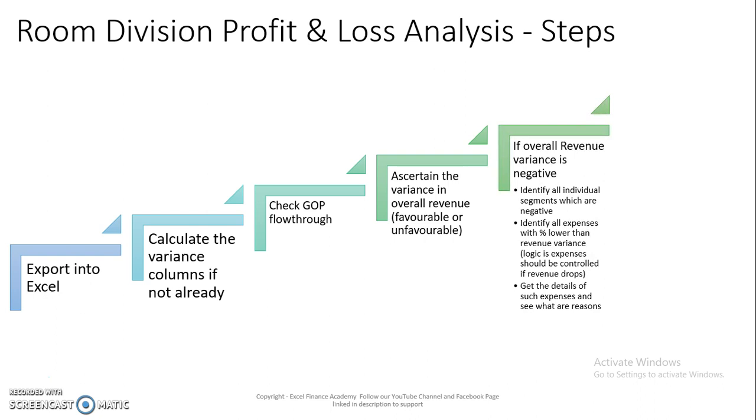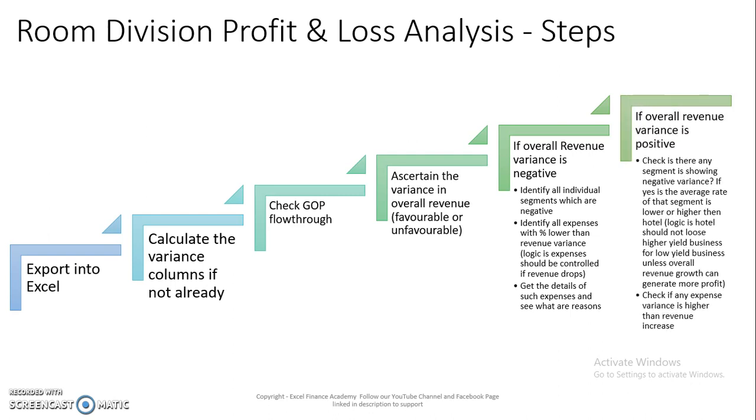So let's say the room revenue is not favorable, is negative, what are you going to do? You are going to identify all segments which are negative. Then you have to identify all expenses which, in terms of percentage, are lower than the room variance, because the logic is that expenses should be controlled if the revenue drops. So if the revenue is dropping by, let's say, 10%, the expense should drop by either 10% or more than that. If it's not, then it will affect your profitability. And then you need to get the details from the general ledger of what those expenses are, so that you can analyze them in more detail.